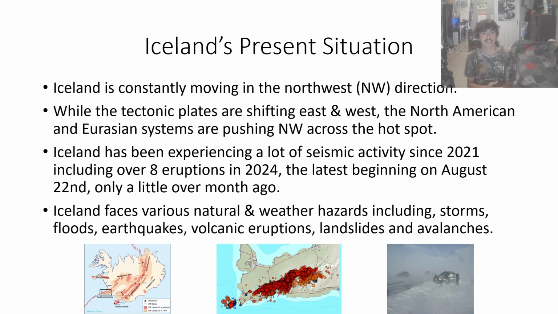So Iceland, constantly moving, as I said, is basically a living, breathing landmass. It's always pushing northwest, and the tectonic plates are shifting east and west. The North American and Eurasian plates are the ones pushing Iceland towards the northwest. And as I've been saying, there's a lot of seismic activity, especially since 2021, when the seismic activity really started ramping up. And in 2024, there's been over 8 eruptions just this year, which is mind-boggling to me. I'm very glad I don't have to deal with that. The latest was only a little over a month ago, August 22nd.